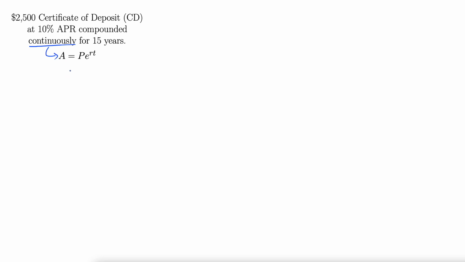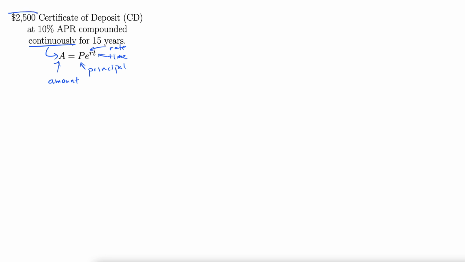using this A equals P e to the RT equation, where A is amount, P is principal, that's the amount that was originally put into the investment. Okay, R is rate in decimal form, and of course T is time. Okay, so let's plug everything in.